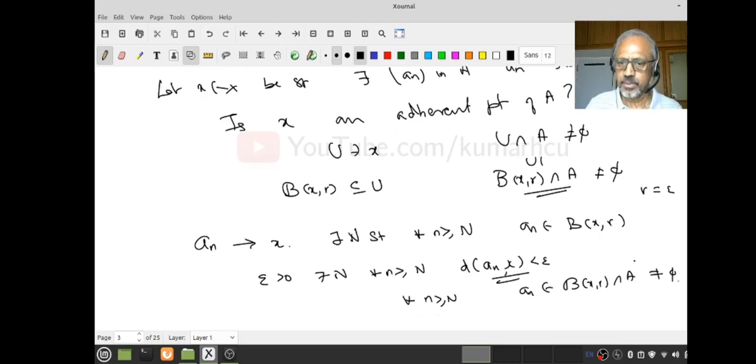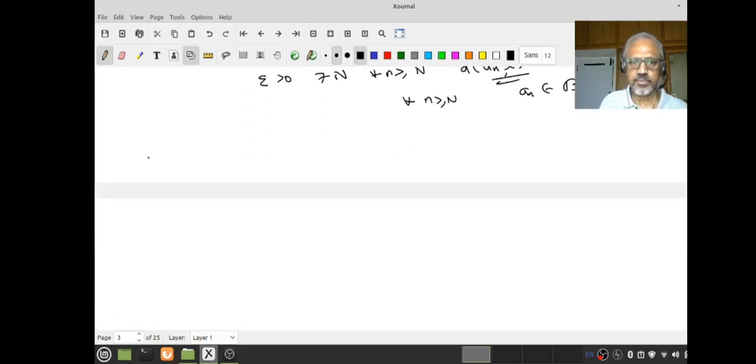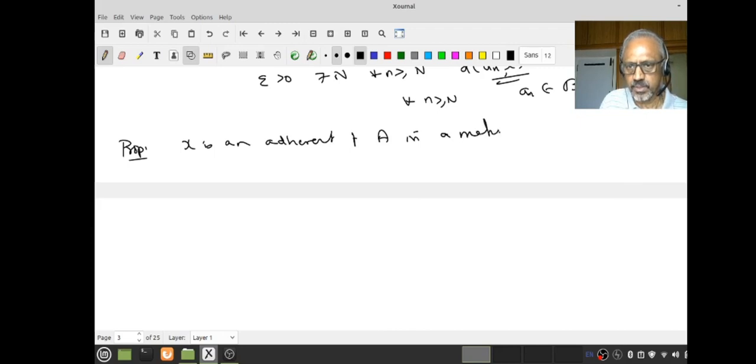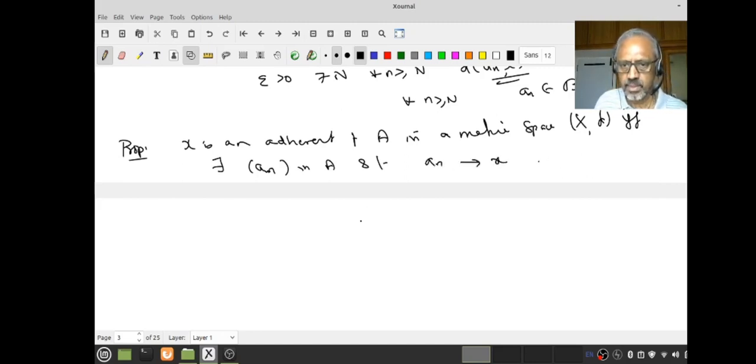So what have we proved? This is the theorem we have proved. If you want to call it a theorem or a proposition or whatever: x is an adherent point of A in a metric space (X, d) if and only if there exists a sequence a_n in A so that a_n converges to x. Okay, pause, review, proceed.